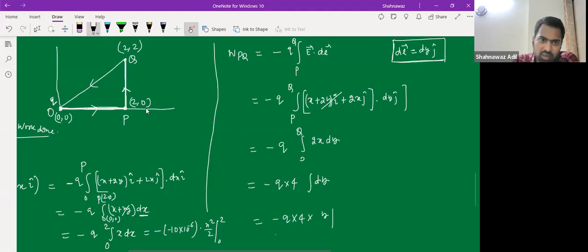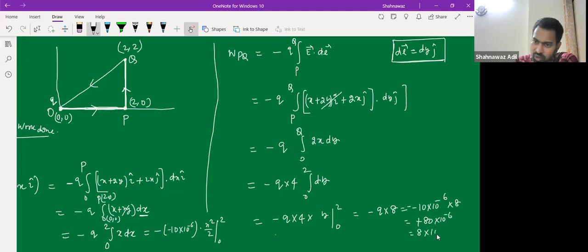So this would be, limit is 0 to 2. So this is 2 to 0, right? So this would be 2. So this would be minus of q into 8. So minus 10 into 10 to the power minus, oh, there was minus 1 also. So minus 6 and 8. So minus of 80 into 10 to the power 6. So 8 into 10 to the power minus 5. Is this clear, guys?